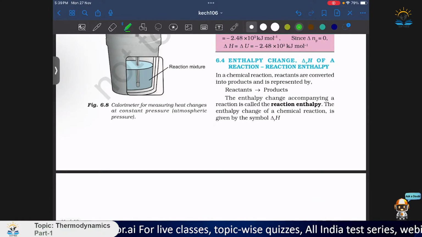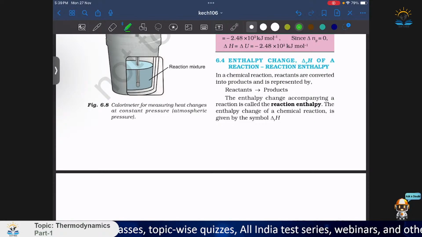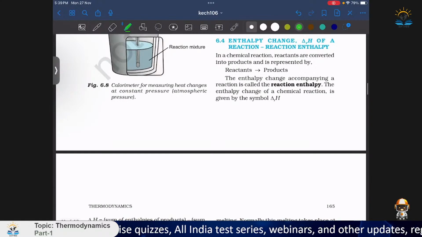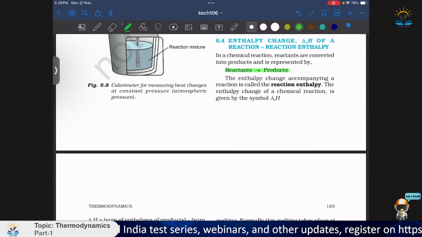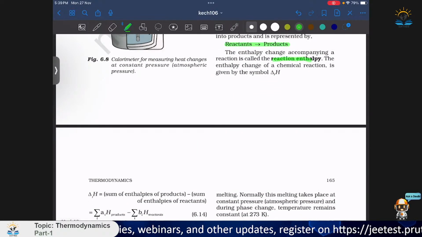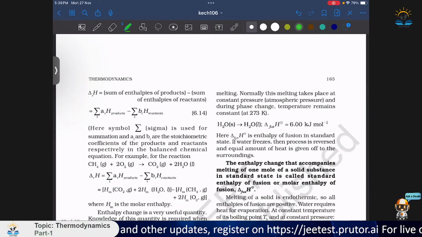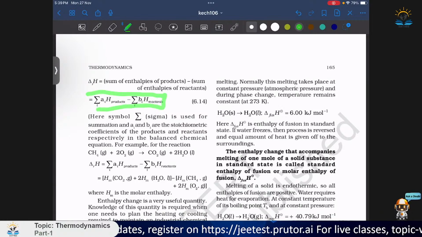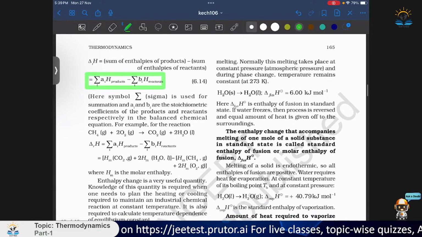Right. Next, we move to the topic enthalpy change, or delta H of a reaction. So if a reaction is proceeding in this direction, reactants to products, the change in enthalpy is known as the reaction enthalpy and is given by delta HR. And change in enthalpy is the sum of enthalpies of all the products minus the sum of enthalpies of all the reactants.